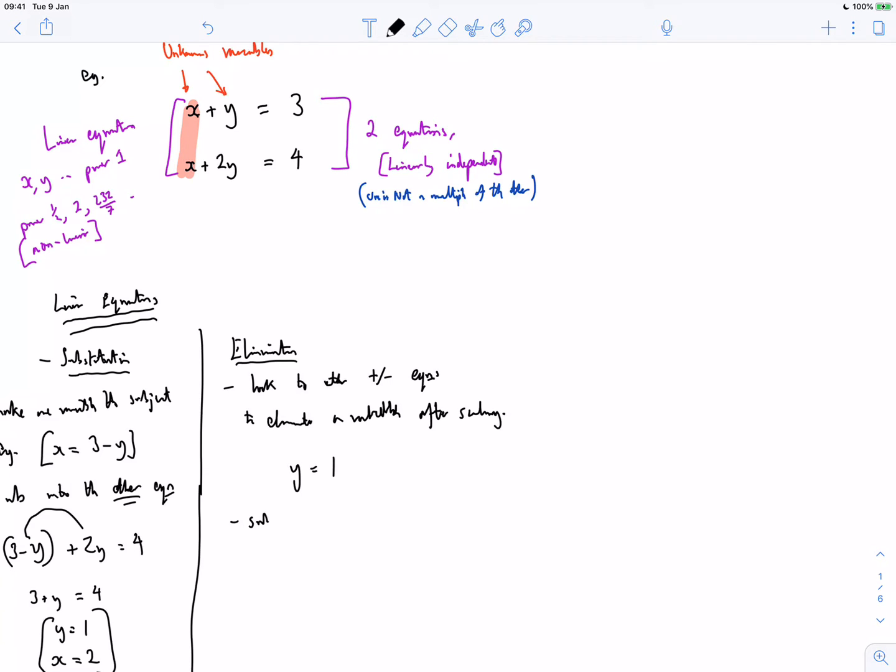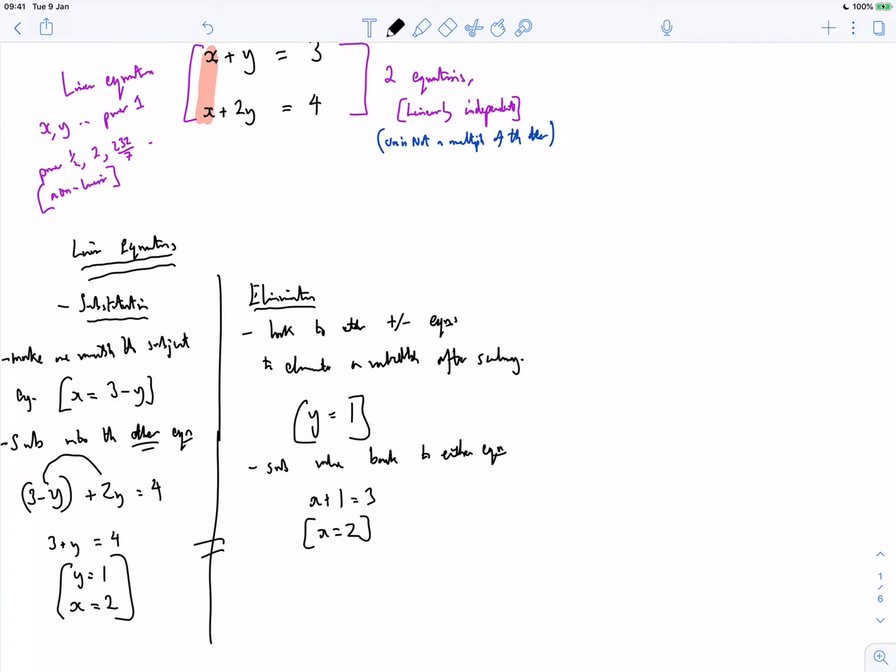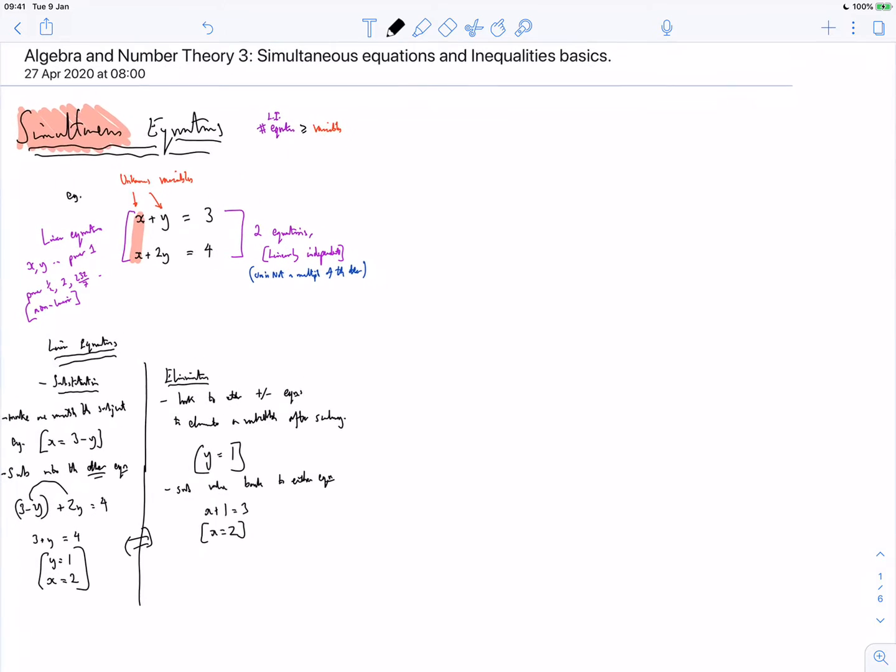And then I will substitute this value back in to either equation. And to be honest, you should substitute back into both just to do a thorough check. So if y equals 1, x plus 1 equals 3, which will give x equals 2. And y equals 1, x equals 2 is consistent across both ways. That's not really a problem.